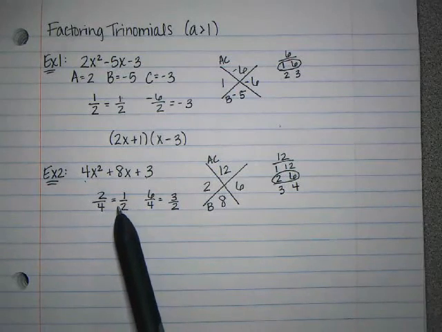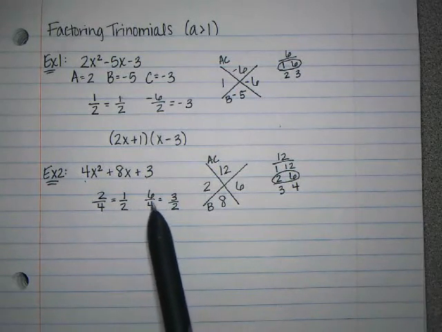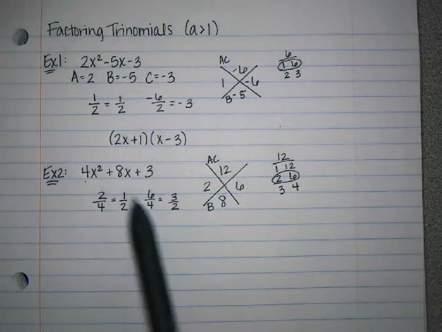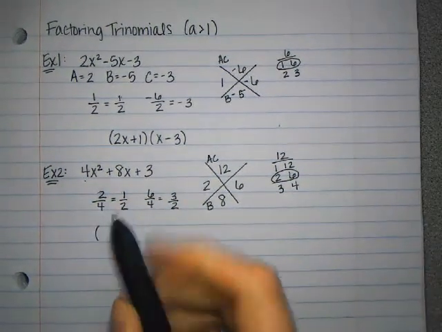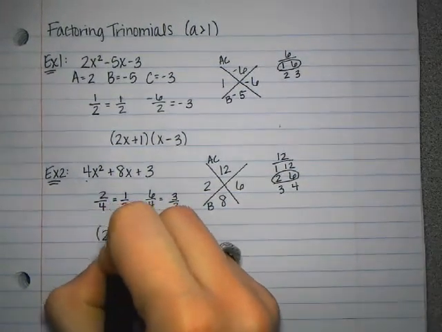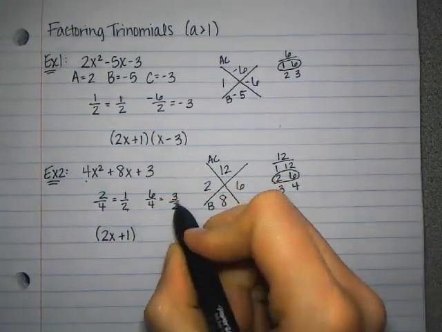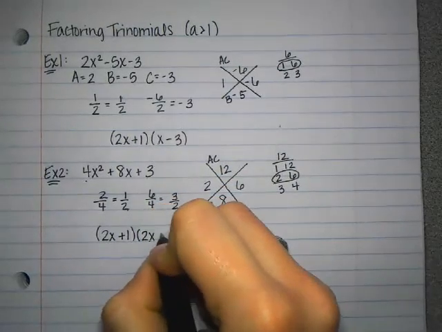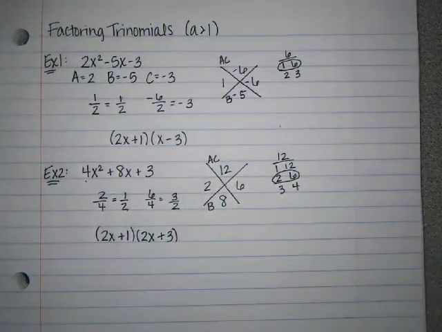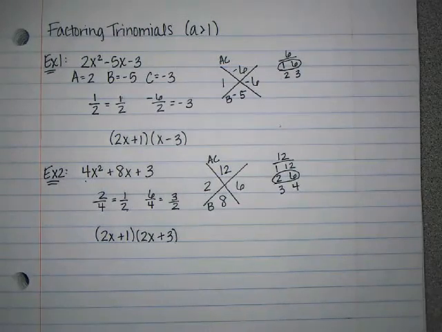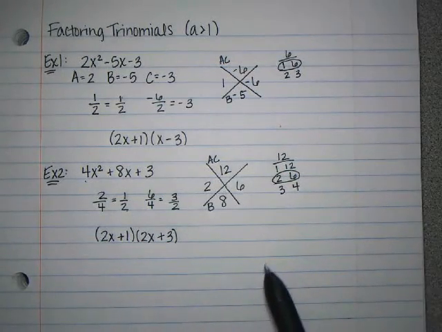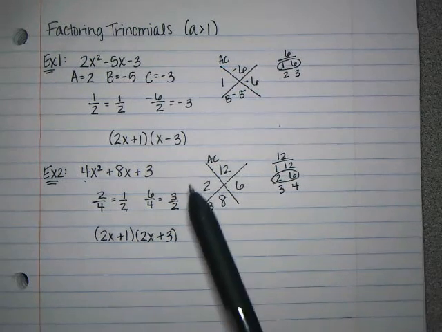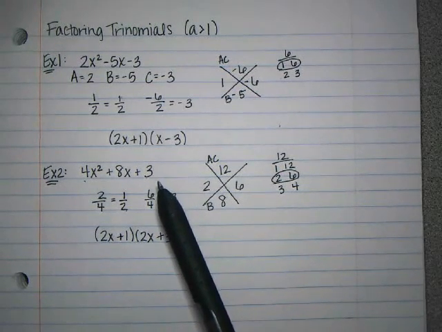They're both positive, so they'll be separated by plus signs, and my constants will be 1 and 3 in the binomials. Final answer, leading coefficient, 2x plus 1, and 2x plus 3. If you need to check your answer to make sure that you did it correctly, you could always distribute both terms into the other binomial or do the area model that we've done with multiplying to check that it works back out to the quadratic that you started with.